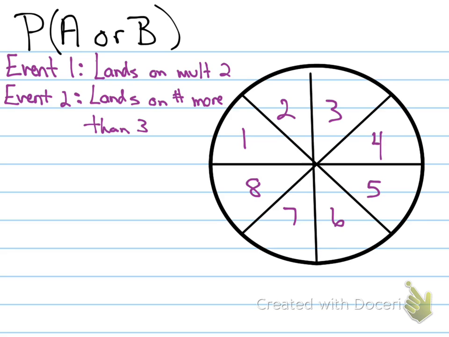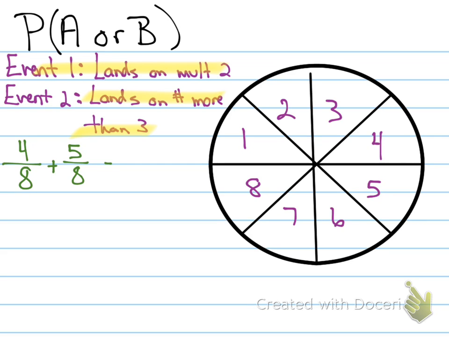So now I need to find the probability that event 1 will occur. So I need to look at the spinner. How many numbers on the spinner are multiples of 2? 4. So I need to write that as a probability, 4 over 8, 8 being the total possible. How many numbers on the spinner are more than 3? 5. 5 over 8. Now, how many numbers on the spinner would be a multiple of 2 and are more than 3? How many? 4 is a multiple of 2 and greater than 3.